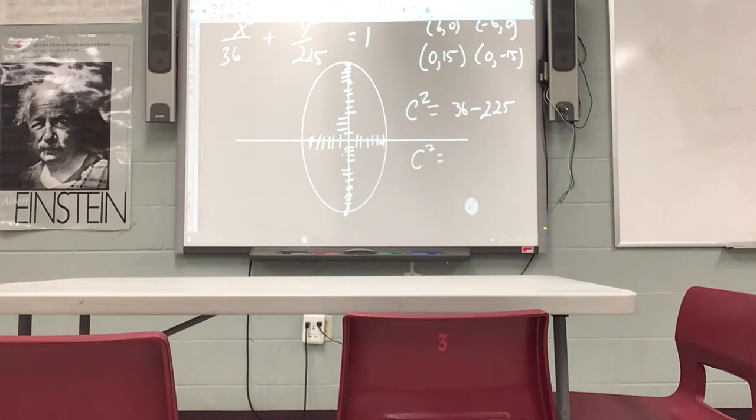225, which is what? Negative 189. Okay, but we still have a problem with that. What do you think is the problem with that? Well, we have to square root it first, and you can't square root a negative. Square root of a negative is an imaginary number, right?